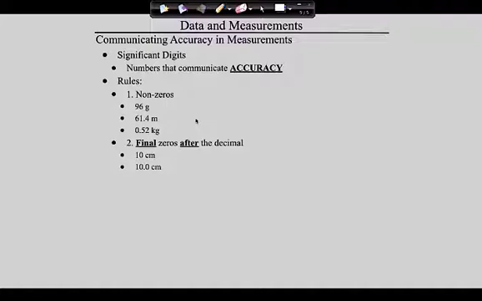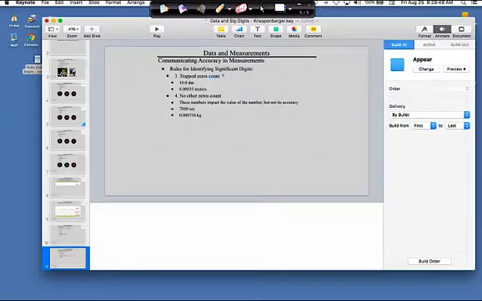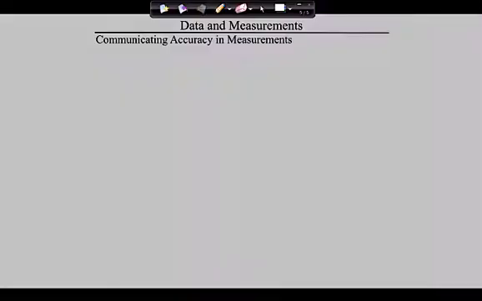So now guys, we got to talk about this. What about that 0 right there? Is it significant? We need another rule, because our rule right now would say no, but surprisingly, the answer is yes. And the reason the answer is yes is because of rule number 3. And rule number 3 says trapped zeros are significant.